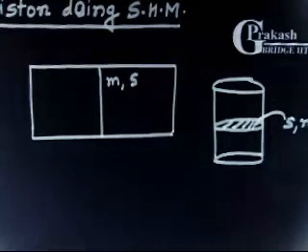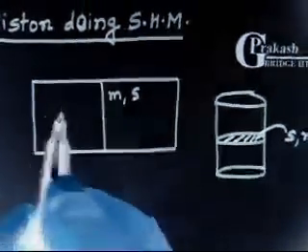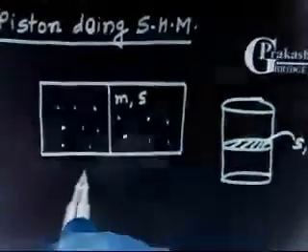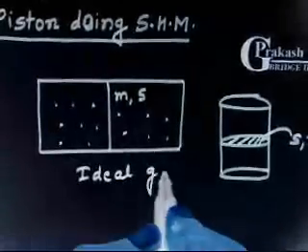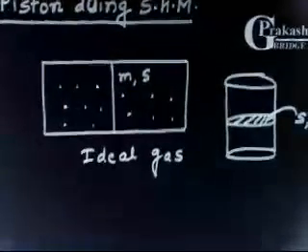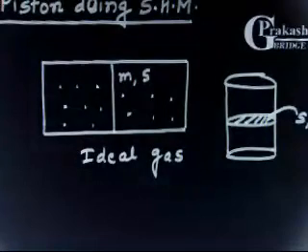Now let me write. This question says in a cylinder filled with ideal gas. So this cylinder contains ideal gas. Let us say both sides you have ideal gas. So I can apply the PV equals nRT equation if I need, and closed from both ends.